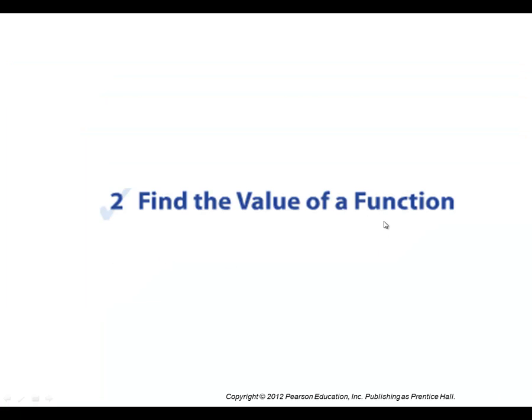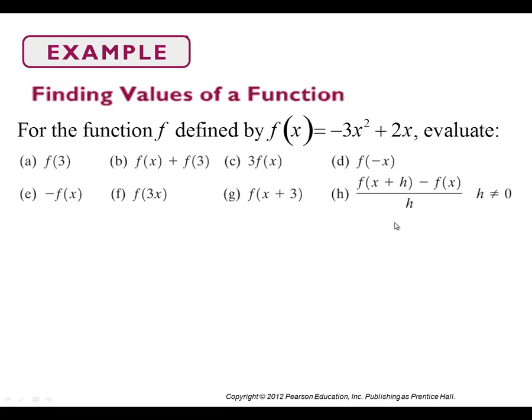Okay, find the value of a function. Here's a function, f of x equals negative 3x squared plus 2x, and we want to evaluate that. So basically we're taking the f of 3. It's like we're cutting the x out, putting parentheses for each x, and then we're going to put the 3 in the place of the x.